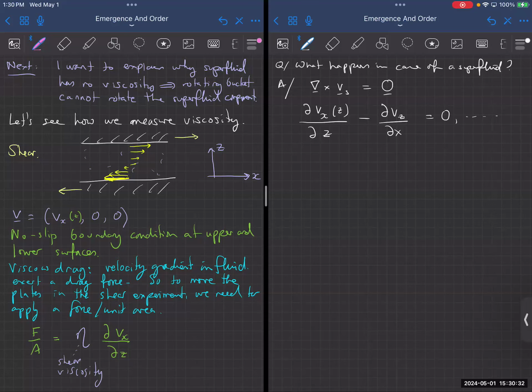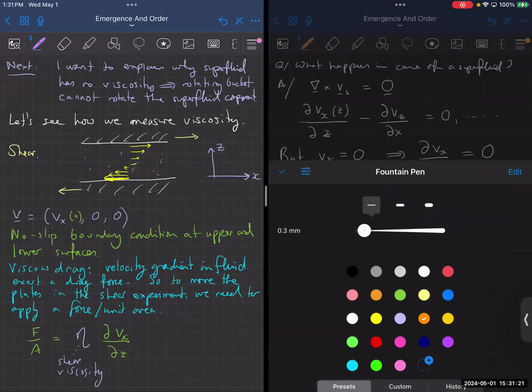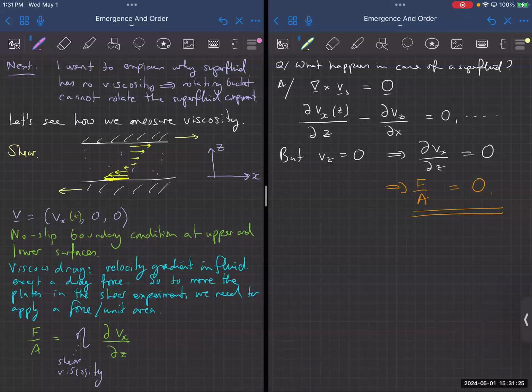Well, we know that vz is equal to 0. So that means that dvx/dz must also be equal to 0. And if dvx/dz is equal to 0, that means that the force per unit area equals 0. So there is no drag force exerted by the superfluid. Now what people say is, oh, so a superfluid has 0 viscosity, because if F over A is equal to 0, then eta is equal to 0. Not true. All it means is that F over A is 0, but eta can still be non-zero.